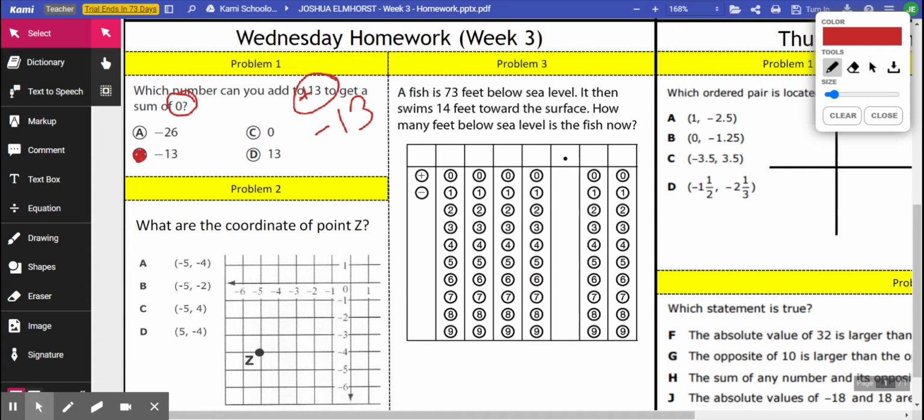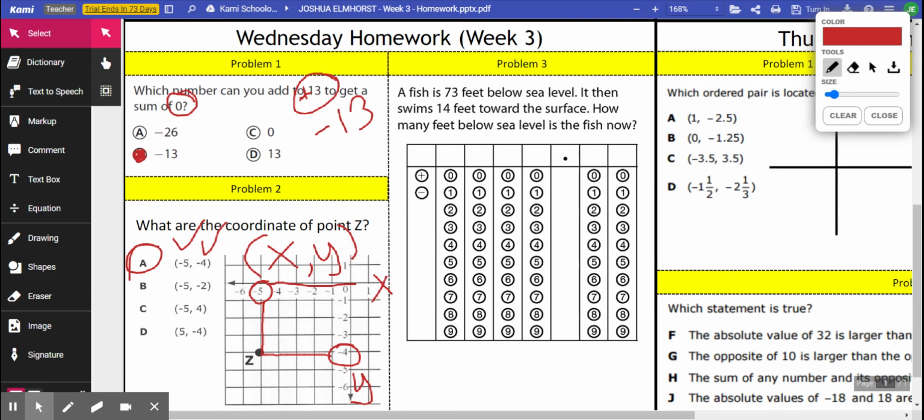So number 2, what are the coordinates for point Z? So point Z, we've got to make sure that our first coordinate is always going to be X and then Y. So we're on the X-axis. The X is going to be the horizontal. So we're going to go over here to -5 in order to get to Z. And then the Y-axis is going to be up and down. And so we're going to go down to -4. So these two points are actually going to be at -5 and -4 in order to get to point Z.